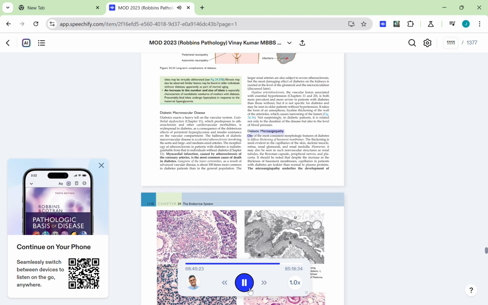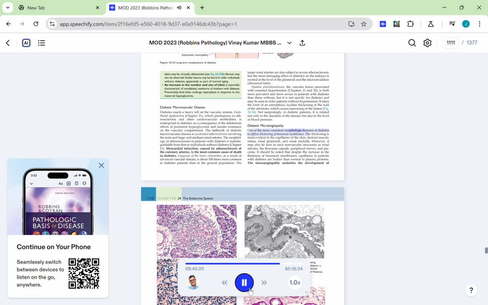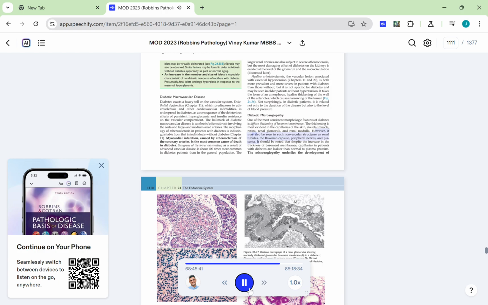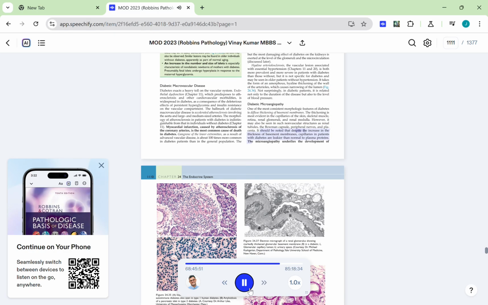Diabetic microangiopathy. One of the most consistent morphologic features of diabetes is diffuse thickening of basement membranes. The thickening is most evident in the capillaries of the skin, skeletal muscle, retina, renal glomeruli, and renal medulla. However, it may also be seen in such non-vascular structures as renal tubules, the Bowman capsule, peripheral nerves, and placenta. It should be noted that despite the increase in the thickness of basement membranes, capillaries in patients with diabetes are leakier than normal to plasma proteins.